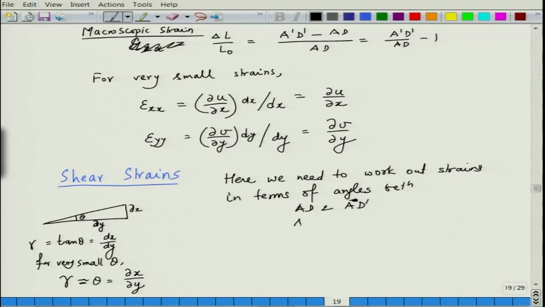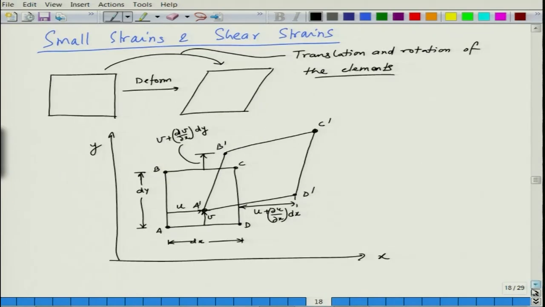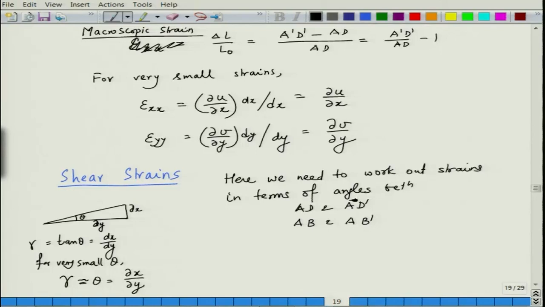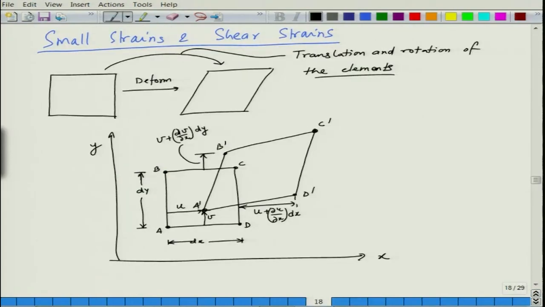AD and AD prime, and AB and AB prime. So, this is AD and this is AD prime, this is AB and this is AB prime. So, if we do that, A prime B prime, it is not, let me just correct it. So, it is AD and A prime D prime and AB and A prime B prime, I am sorry. Basically, between this and that, between this and this.